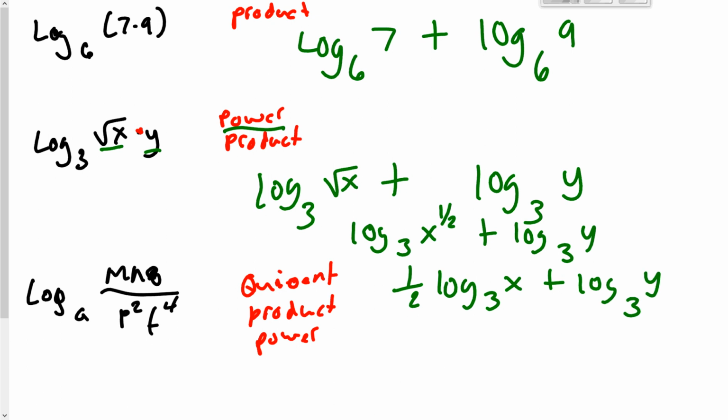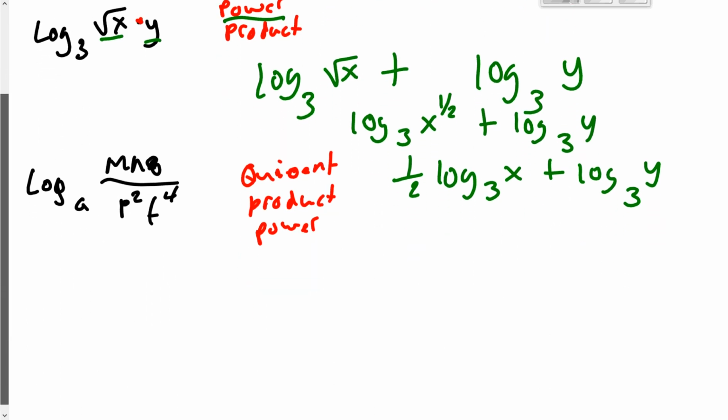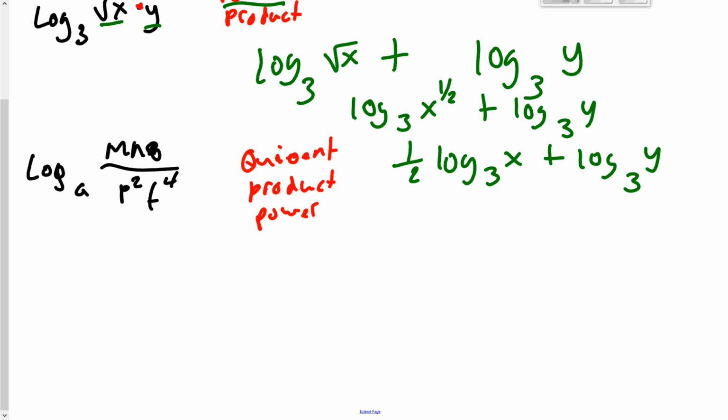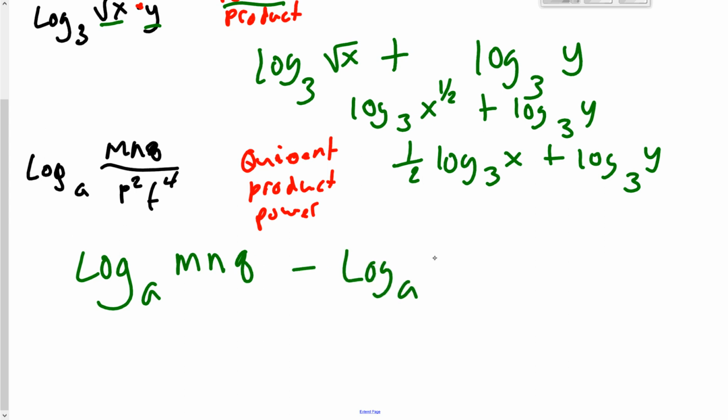Remember, keep those bases the same. Okay, last one. We want to do the quotient property first. Log base A, the top, minus the log of the bottom with that same base. Okay. Now I have multiplication inside my log.